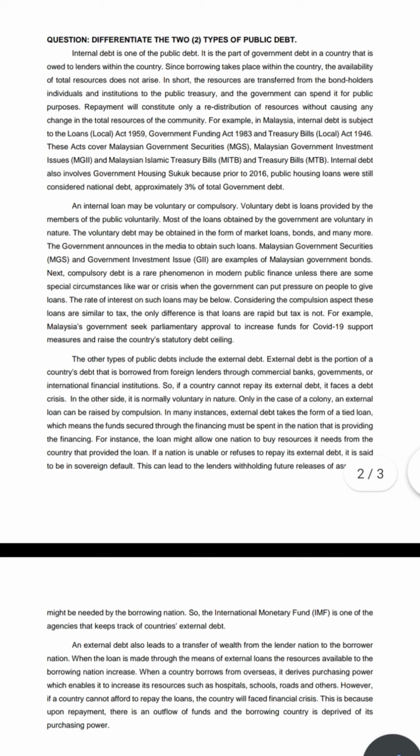Moreover, external debt also leads to a transfer of wealth from the lender nation to the borrower nation. When a loan is made through external loans, the resources available to the borrowing nation increase. When a country borrows from overseas, it derives purchasing power which enables it to increase its resources such as hospitals, schools, roads, and others.